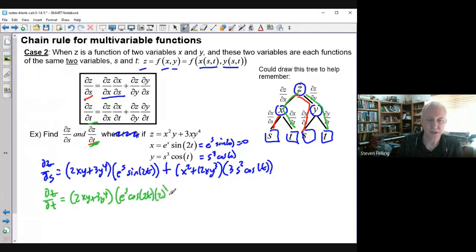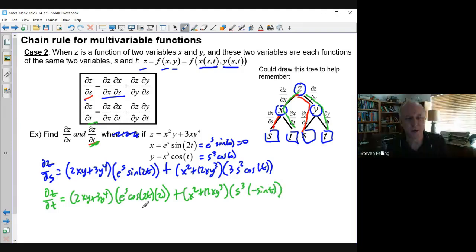And then same thing here, we would take partial z with respect to y, which is the same x squared plus 12xy cubed. But then we have to multiply by dy/dt this time. So dy/dt, this is a constant. The derivative of cosine is negative sine. Okay, and then you could plug x, y, or t and s all in there to completely evaluate if you had a particular place to evaluate that. So that's the main idea for chain rule, okay?